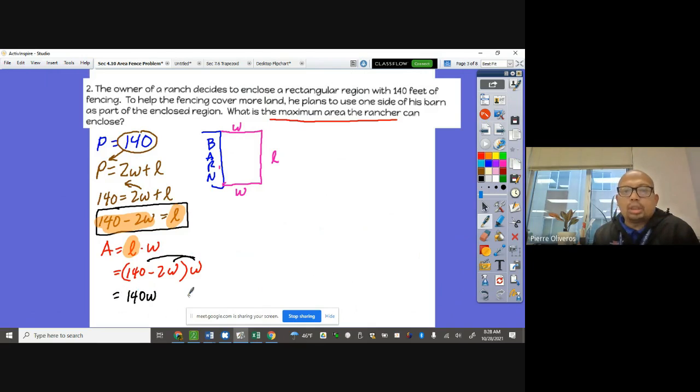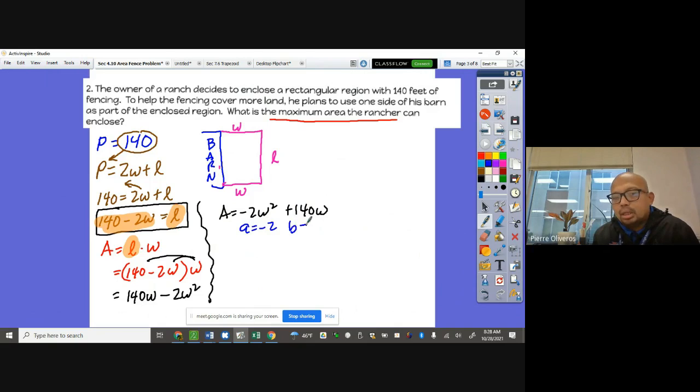Distribute. So 140 minus W minus 2W squared. So therefore, our equation now here is area is negative 2W squared plus 140W, because I like to write it in standard form. So the value of A here is negative 2. The value of B is 140. Right? Any questions so far?